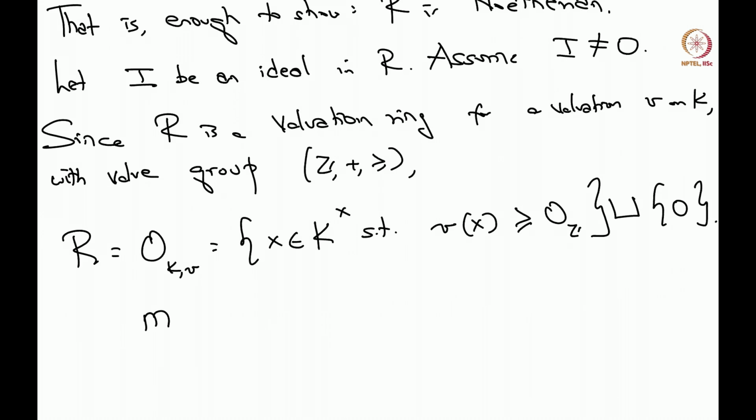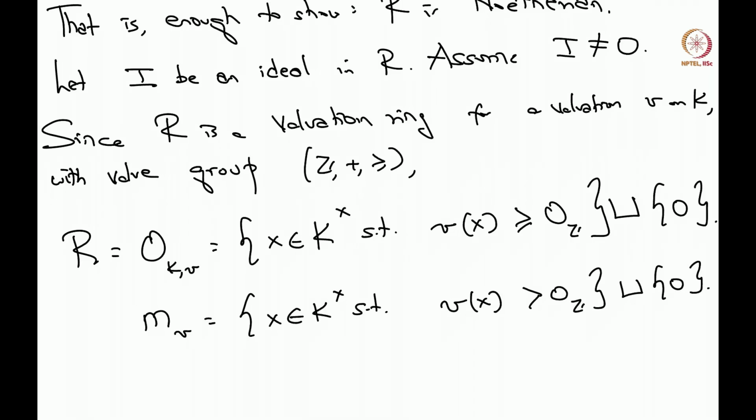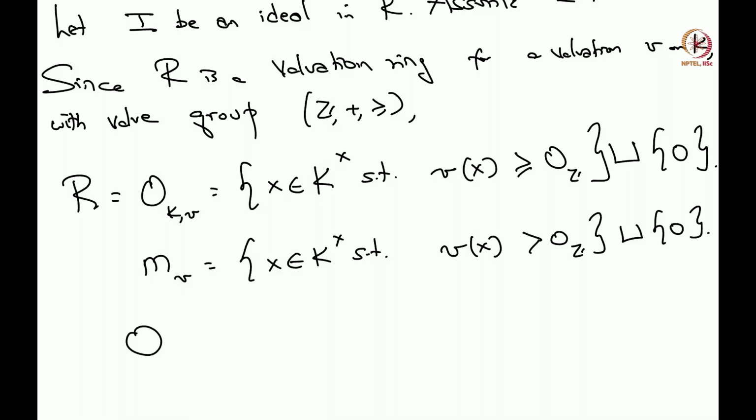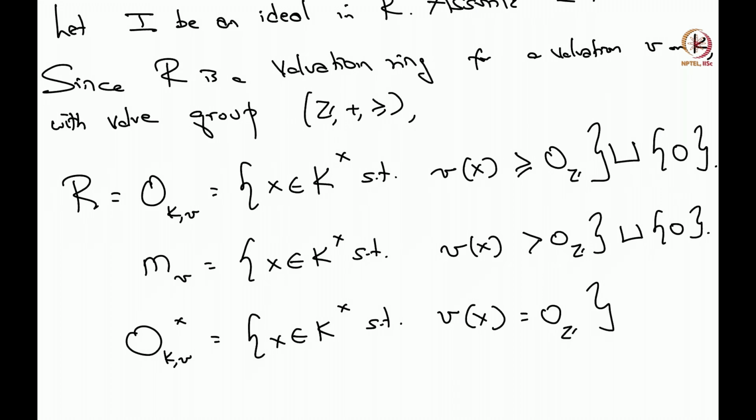And the maximal ideal is the set of all elements such that the valuation is strictly larger than 0, along with the 0 element. And the units of this ring are all elements in K cross with the property that the valuation equals the additive identity 0 of Z.